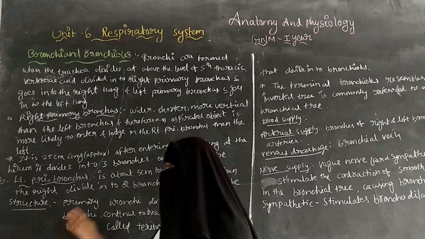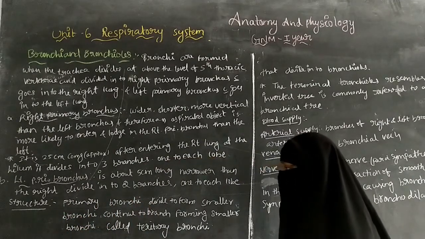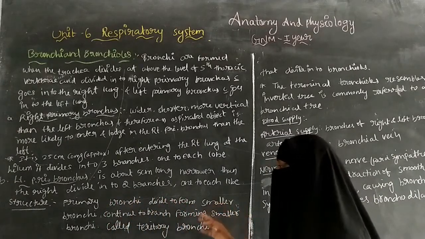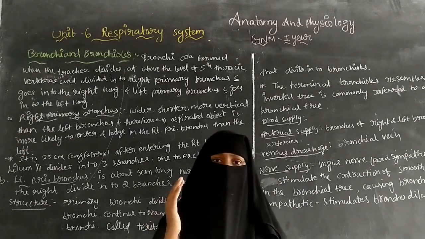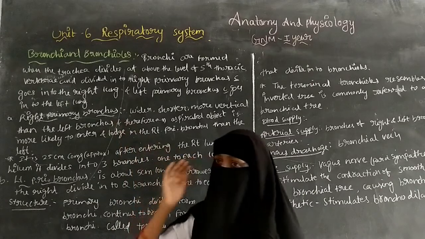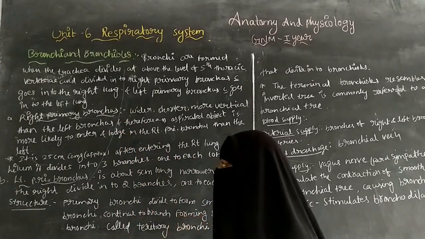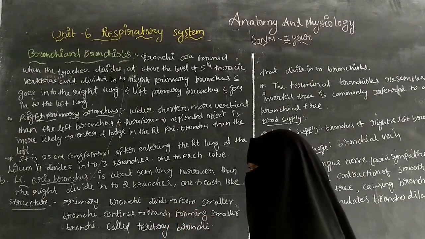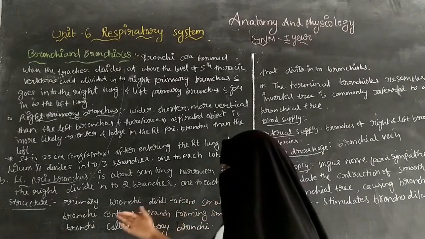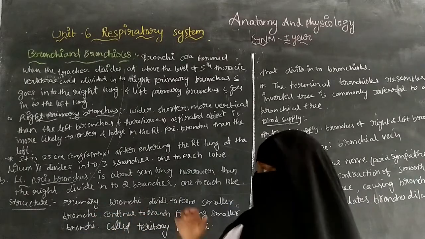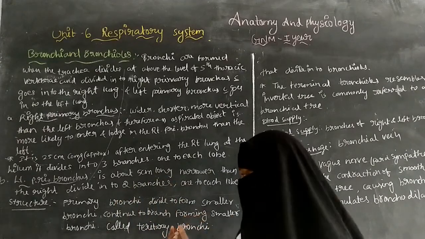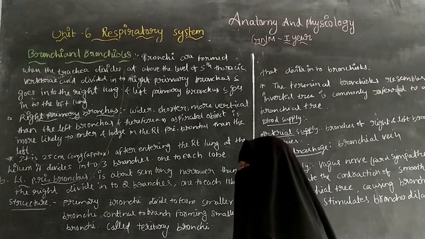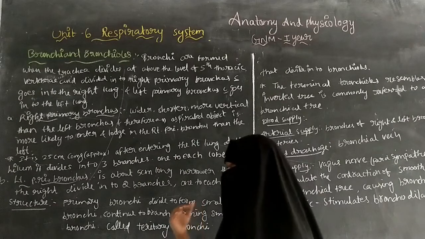Next we will discuss the structure of the bronchi and bronchioles. First, the primary bronchi divide to form smaller bronchi. The primary bronchi arise from the trachea and divide into the right primary bronchus and the left primary bronchus. The primary bronchus continues to branch, forming smaller bronchi, which are called secondary bronchi.